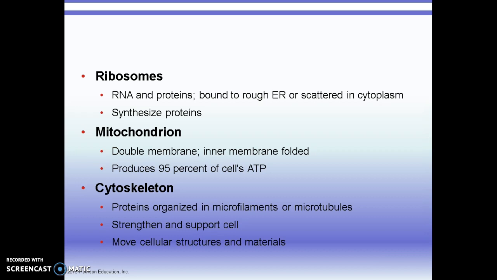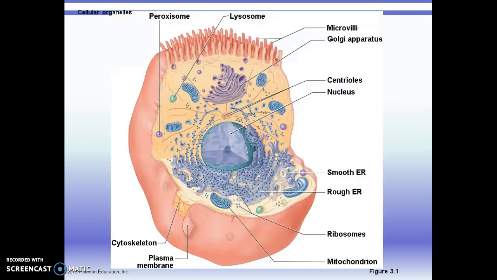And the cytoskeleton is an internal network of protein filaments that maintains some structure in the cell and also allows substances to be transported within the cell. Be able to recognize, identify, and determine the function of each of these different organelles.